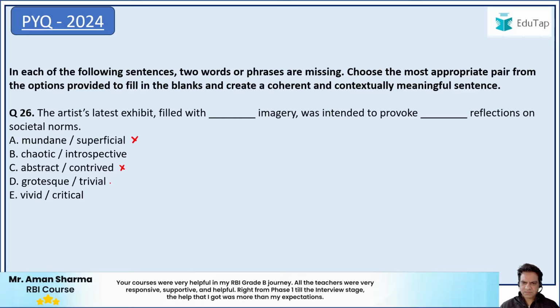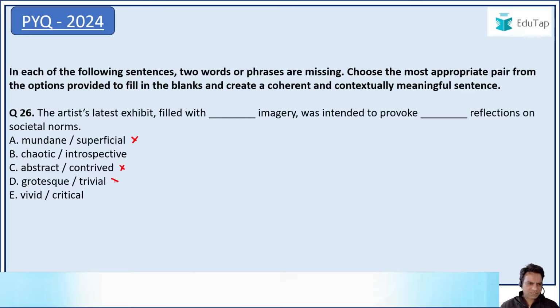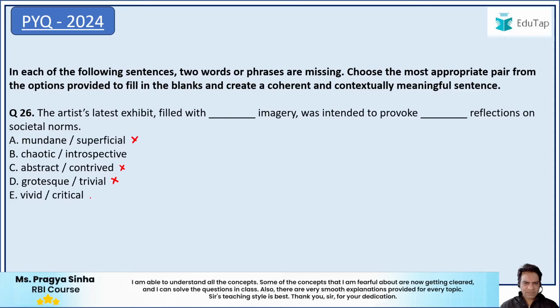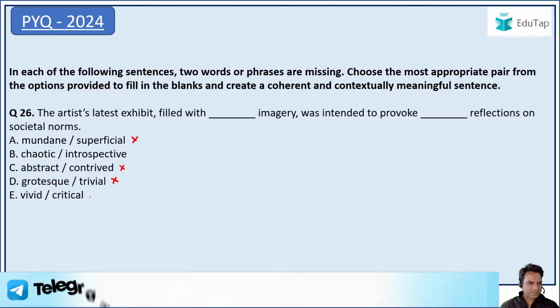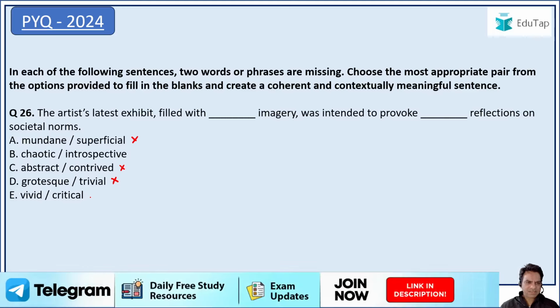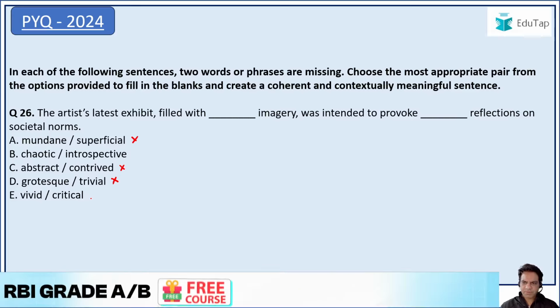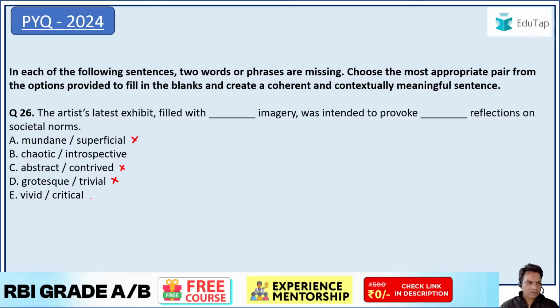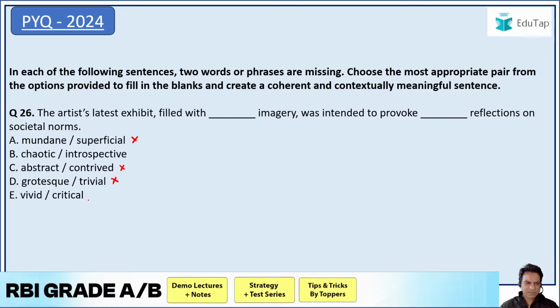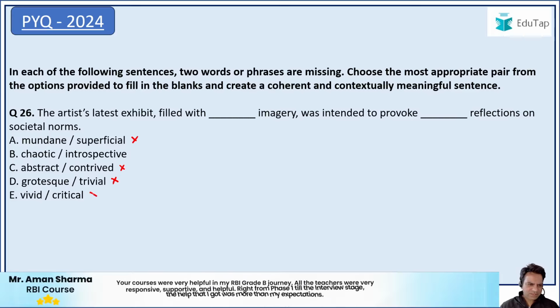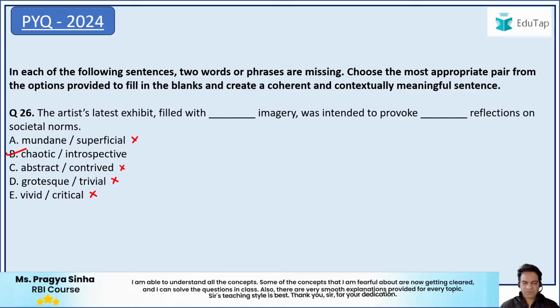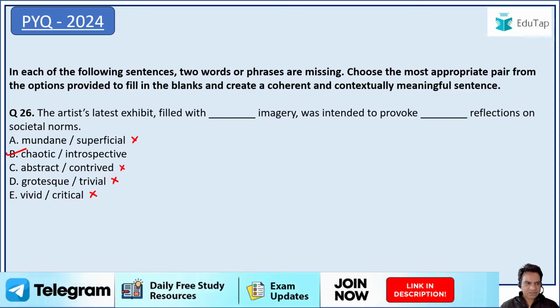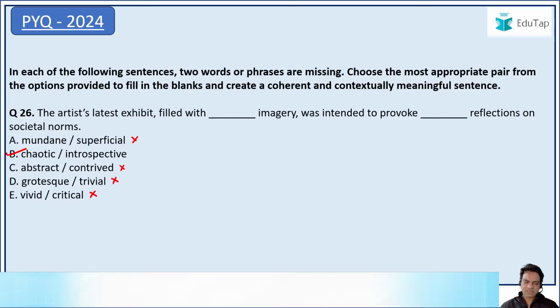So grotesque imagery was intended to provoke. Trivial means small, almost nothing, no. Vivid imagery was intended to provoke critical reflections on societal norms. So either it could be B or E. So the artist's latest exhibit filled with chaotic imagery was intended to provoke introspective reflections on societal norms. Yes. The artist's latest exhibit filled with vivid imagery was intended to provoke critical reflections, no, not critical reflection. I think it's chaotic because it was intended to provoke introspective. So that's why the imagery was chaotic for everyone, because it was intended to provoke introspective reflections on societal norms. All right, guys. So option B is the correct answer.